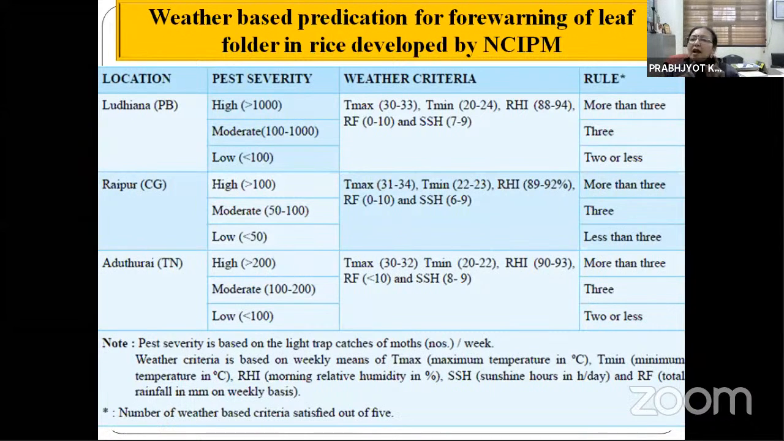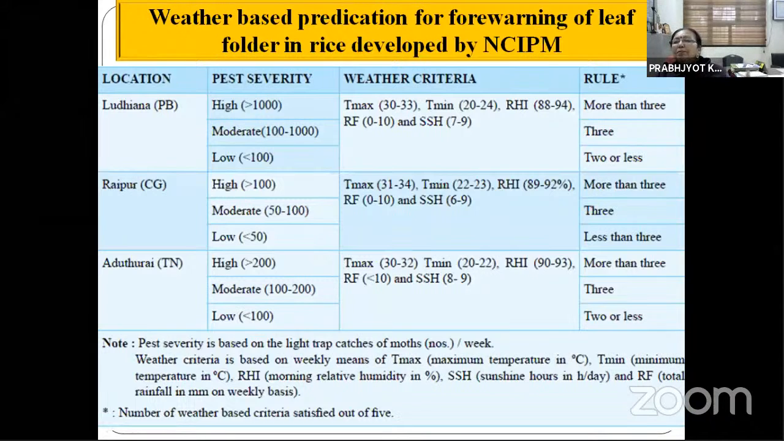Now, these thumb rules are developed using pest data and weather data for years, which should be at least more than 5 to 6 years minimum; the longer the better. Then these threshold limits are developed, and that is how the pest severity is given. When the user is getting high, it means the pest infestation is more than 1000 at Ludhiana. But at Raipur, high means more than 100, and at Aduthurai, high means more than 200. So that is why I said it has to be dynamic.